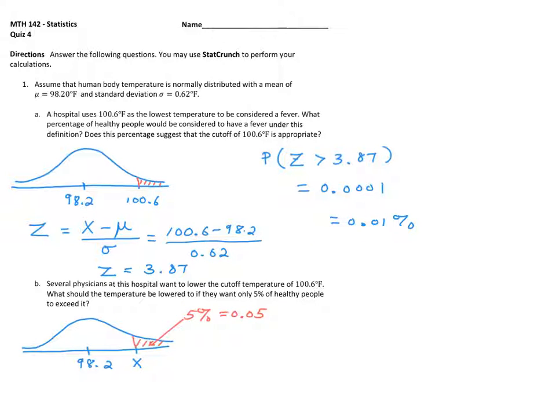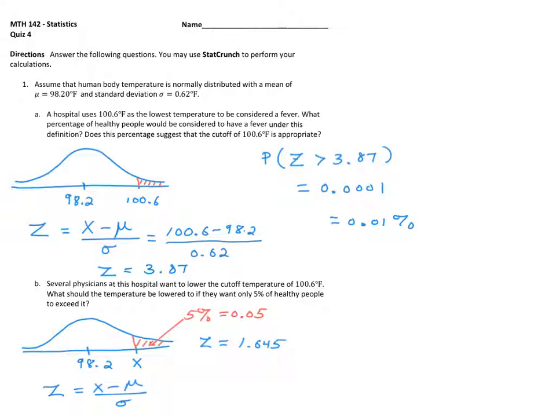So let's write that out. So again, we're using z is equal to x minus mu over sigma. But we need to figure out, well, what is the z that corresponds to an area of 5%? This is a commonly used one. You can look it up if you'd like, but that is z is equal to 1.645.